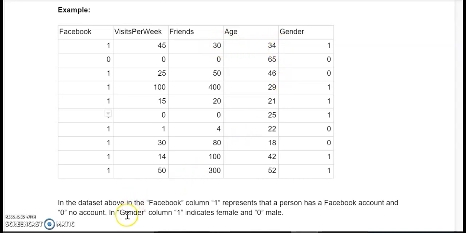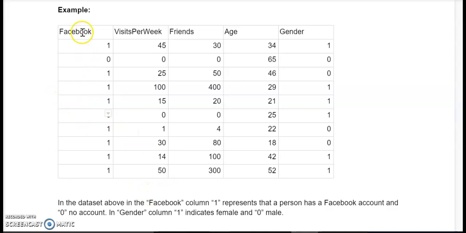For example, our first person has a 1 here, so that person has a Facebook account, and that person visits Facebook 45 times per week, and the number of Facebook friends they have is 30, their age is 34, and in the gender column, it looks like 1 indicates female, 0 indicates male. So this would be a female, and the second row has a 0 on Facebook. That means this person does not have a Facebook account. They're 65 years old, and this is a male, and so forth. So this has been an example of a data set.